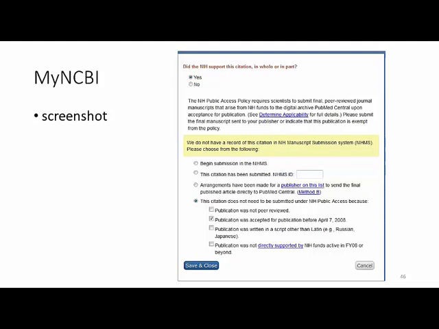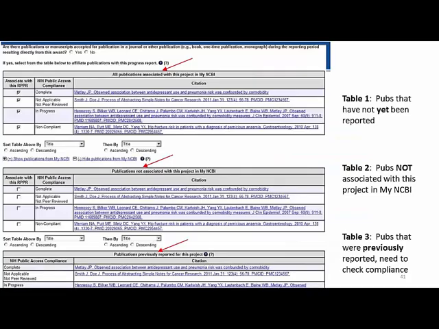And you have different options. Now, this is the bottom one: this citation does not need to be submitted. That's where that middle column on the publications report comes in. So we have the what's new, what's old, and then this middle section. Those are the ones that might be tagged with this, where it's not grant associated, or it could just be a whole list of other publications with other grants.